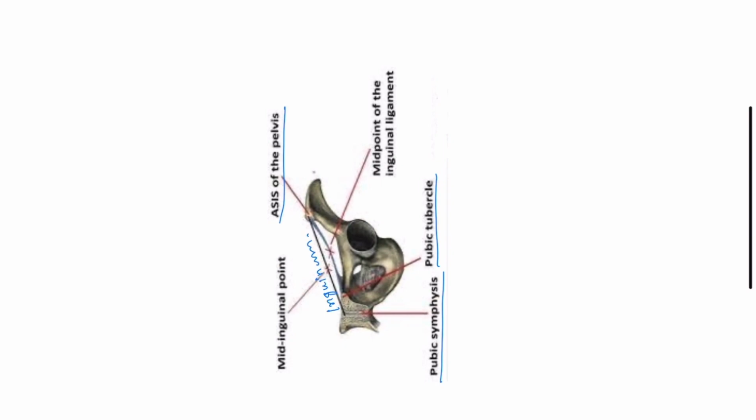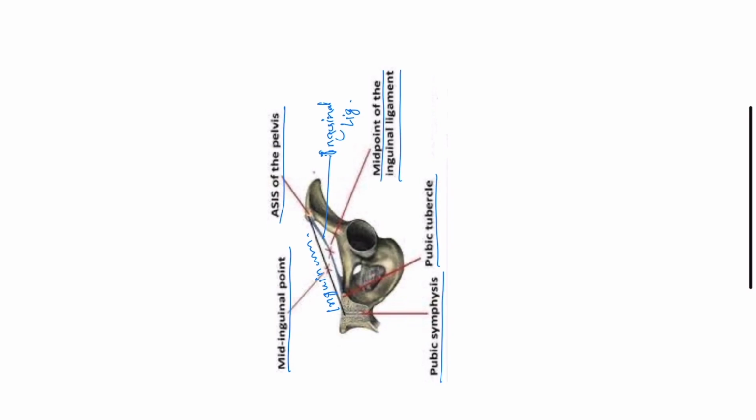The fold created when you completely flex the thigh, from ASIS till pubic tubercle, is the folding of the aponeurosis of external oblique abdominis, which is slightly curved downwards, convex downwards because of the pull from fascia lata. This is called inguinal ligament. So this will be the point here, the midpoint of inguinal ligament, and here it is the mid-inguinal point.